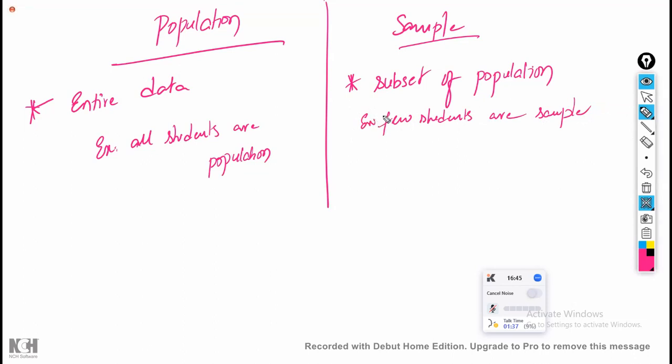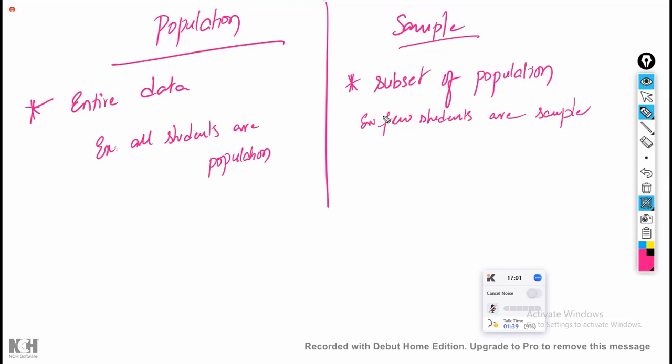Right? One more example, voters. If you consider all the voters in a particular constituency, then it is called as population data. If you take a subset of that, it is called as sample data.